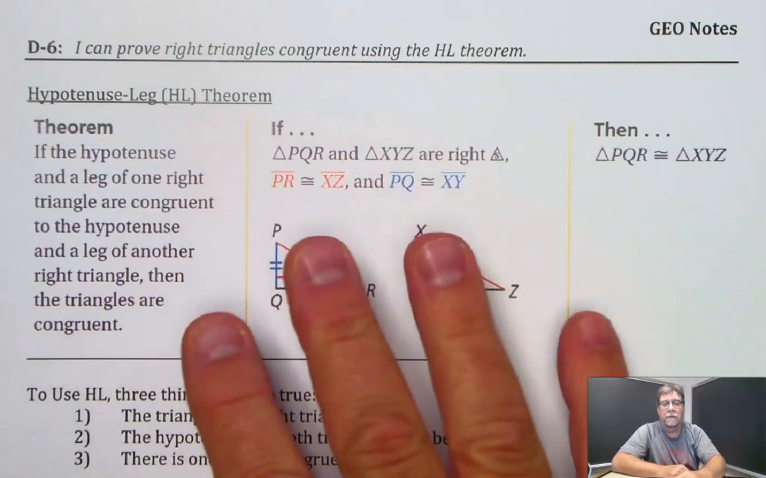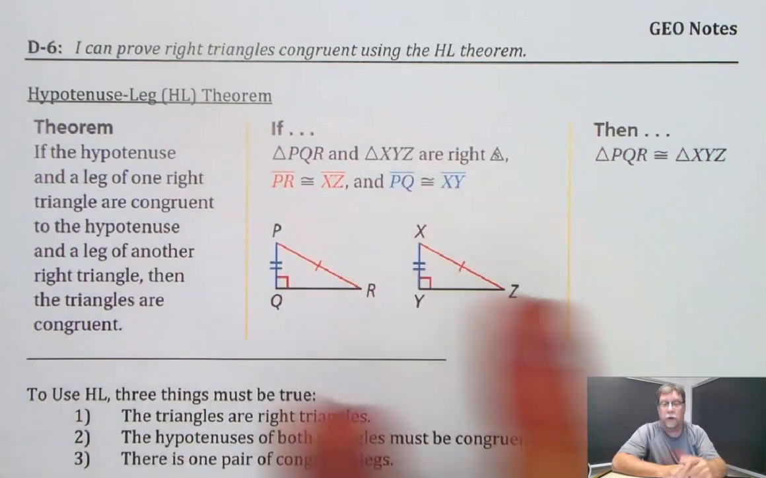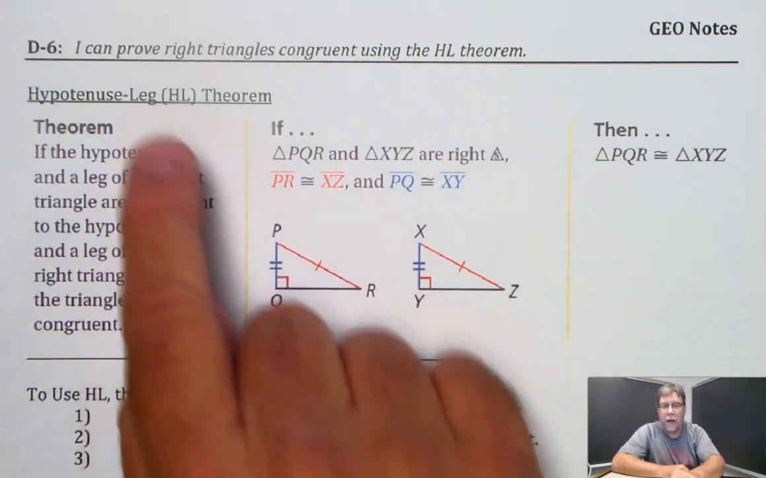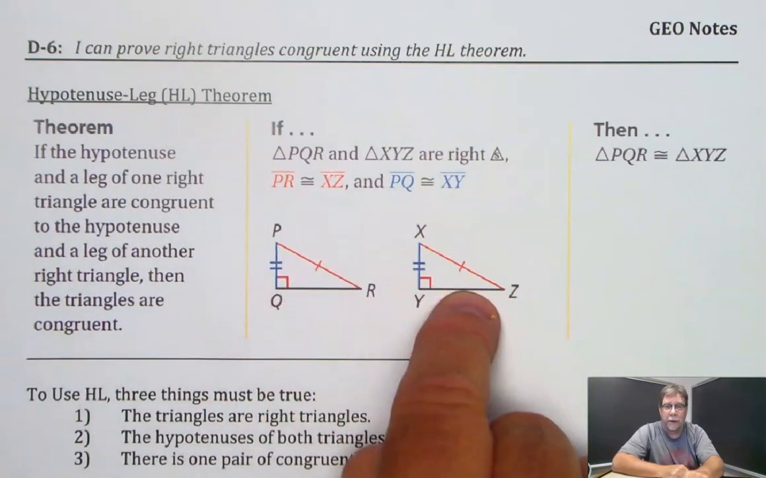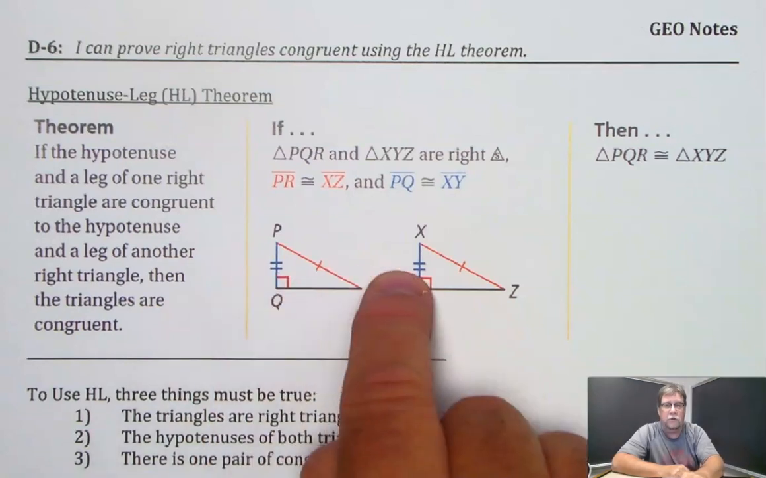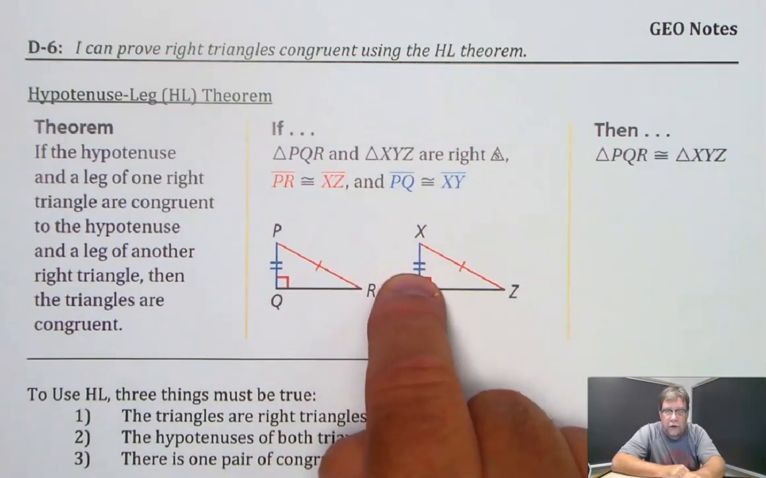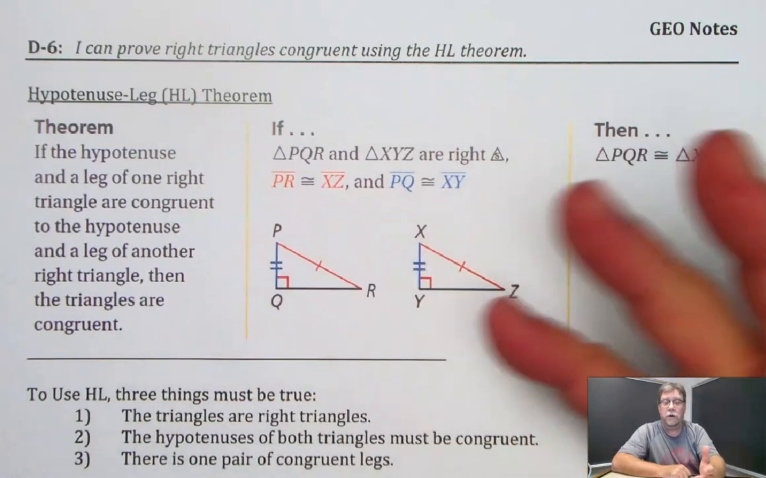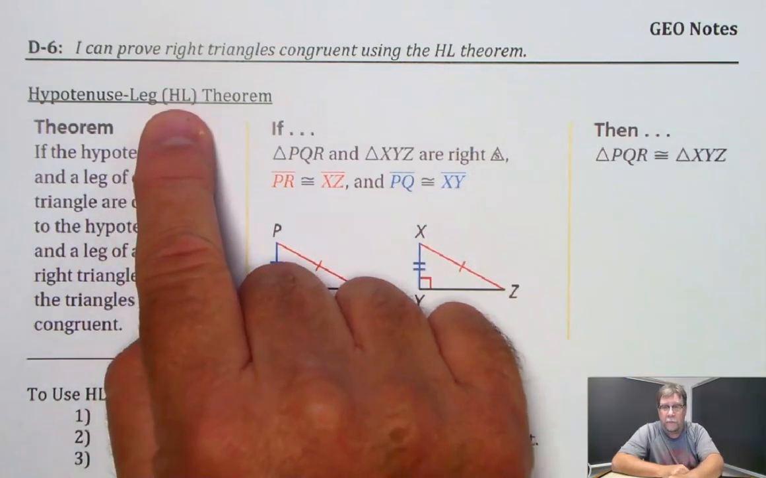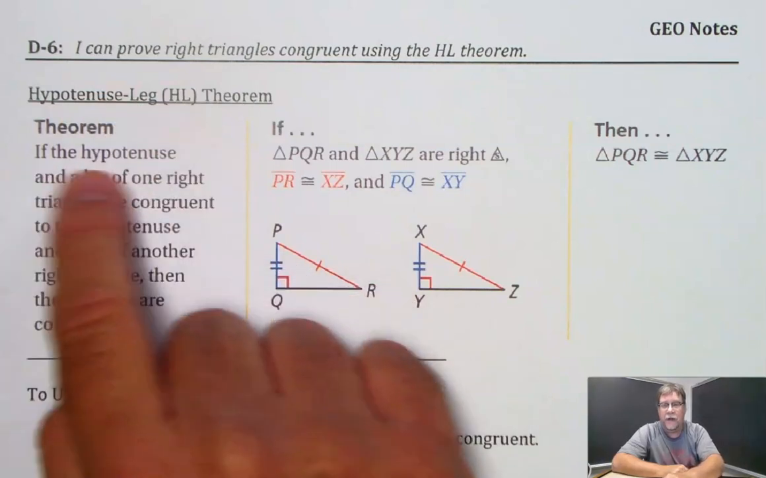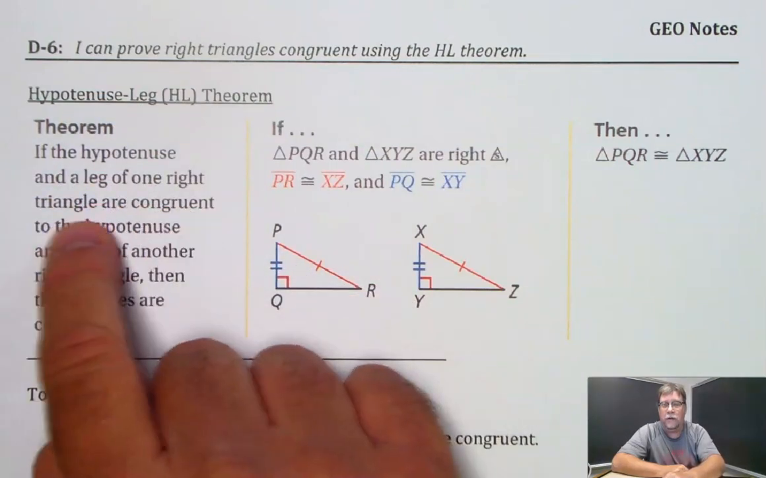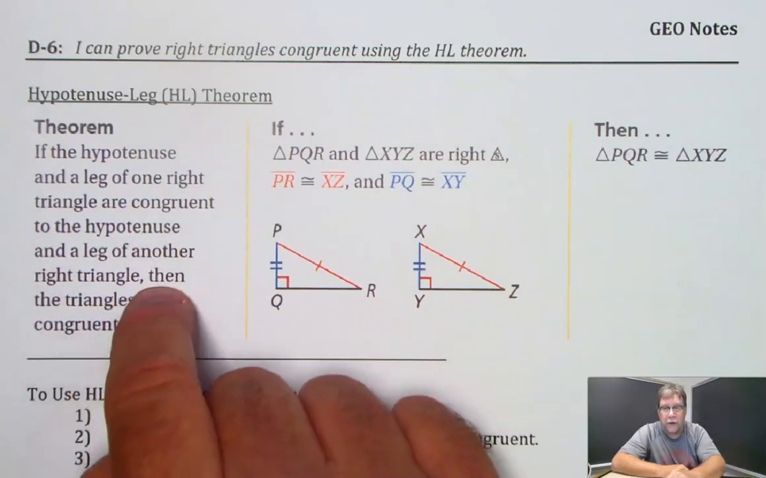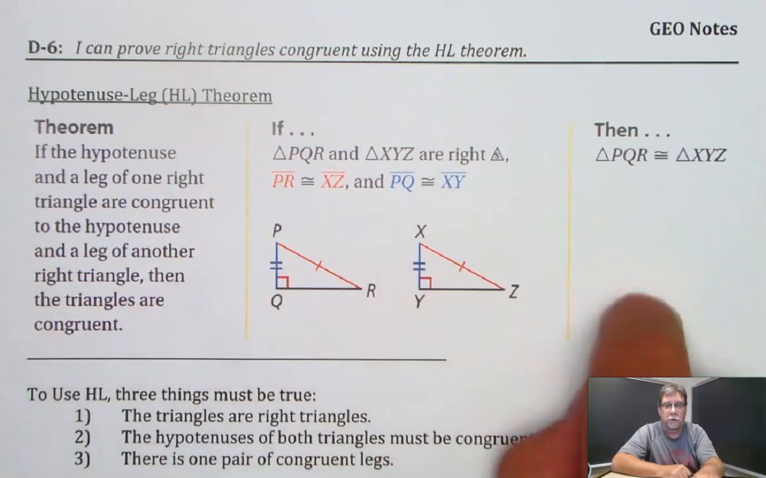Okay, so if you have two right triangles and you want to show that they're congruent, you can just show that this hypotenuse is congruent to this hypotenuse, and one of the legs is congruent to one of the legs over here. If you can show that, then you can show that the two triangles are congruent. So it's called the HL theorem, the hypotenuse-leg theorem. If the hypotenuse and a leg of one right triangle are congruent to the hypotenuse and a leg of another right triangle, then the two triangles are congruent.